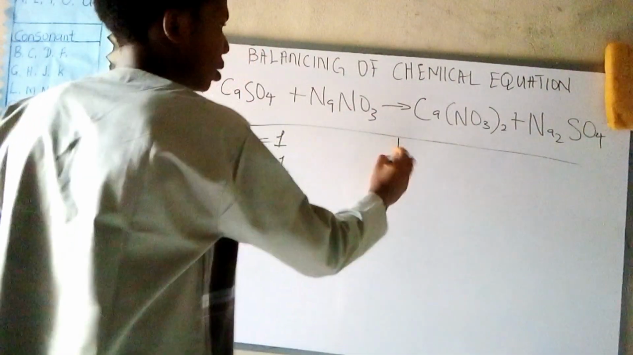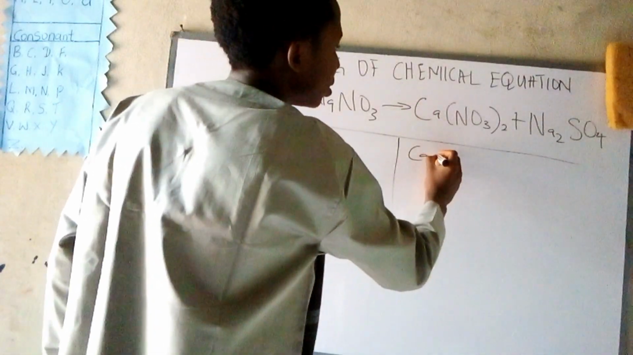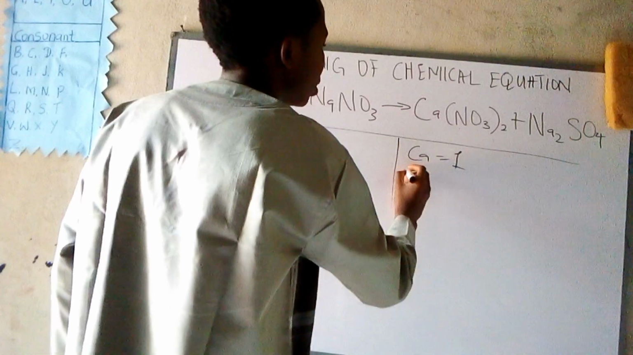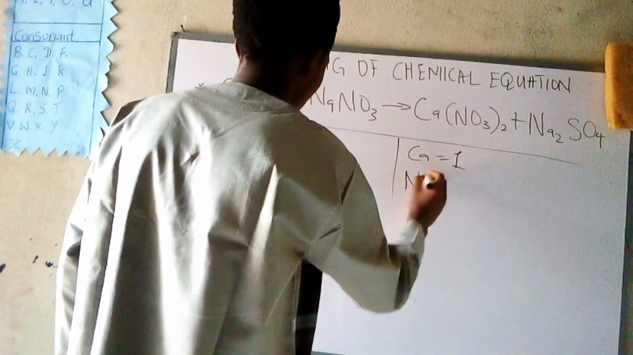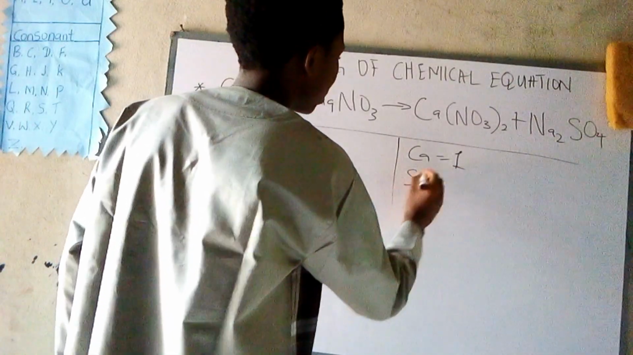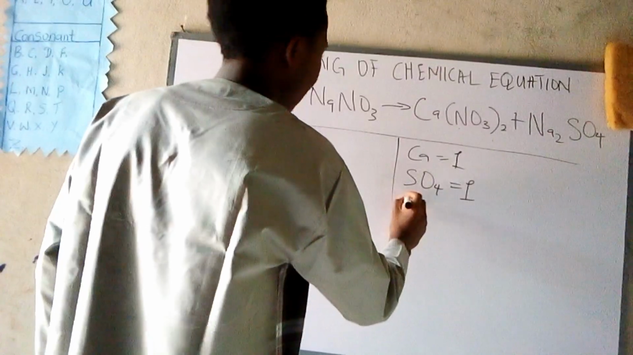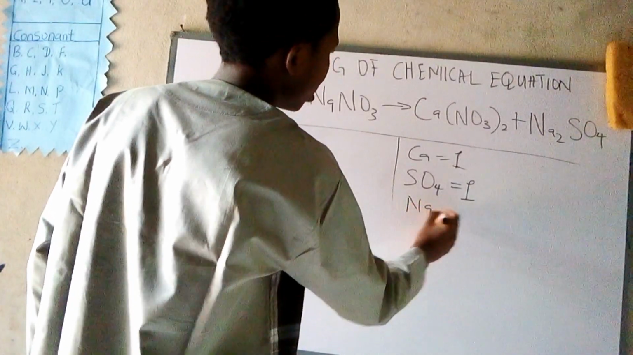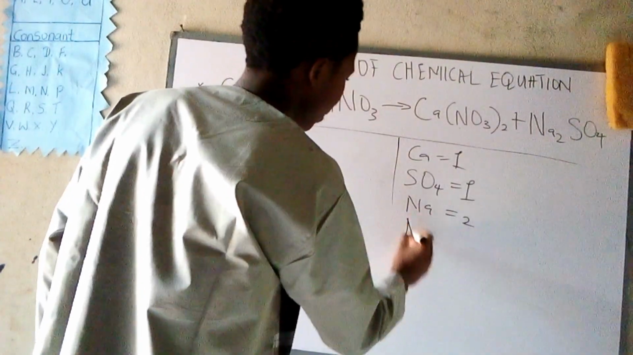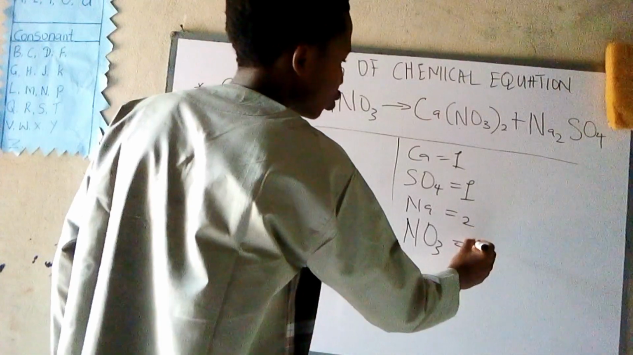Now we have calcium to be what? We have calcium to be 1 also. Sorry, let me write the sulfate first. We have sulfate to be what? 1. We have Na to be what? 2. And finally we have what? NO3 to be what? 2 also.